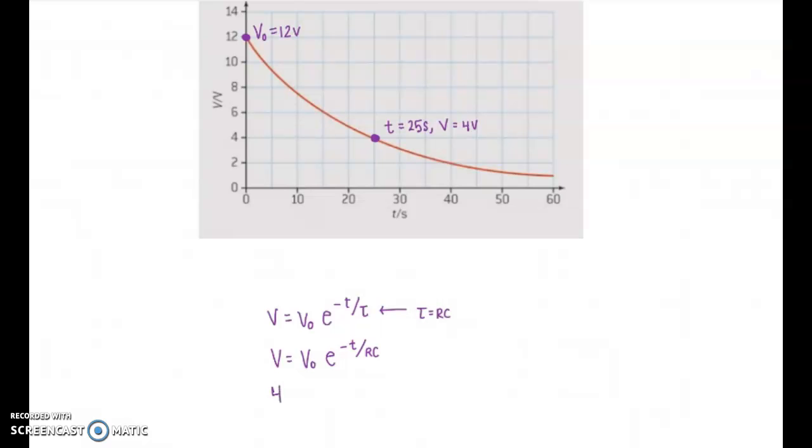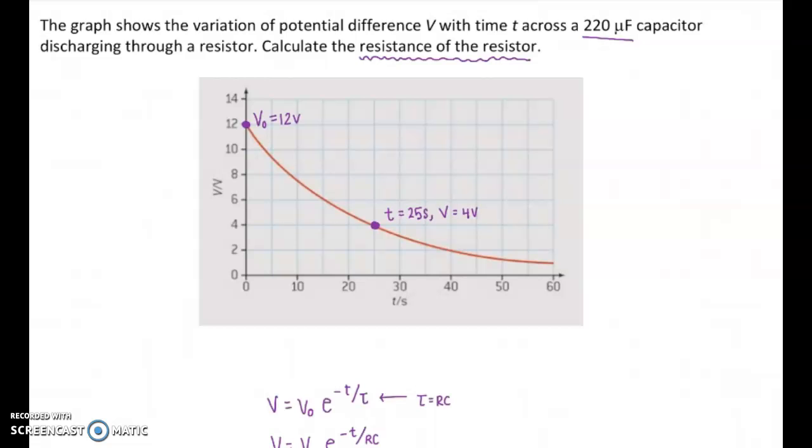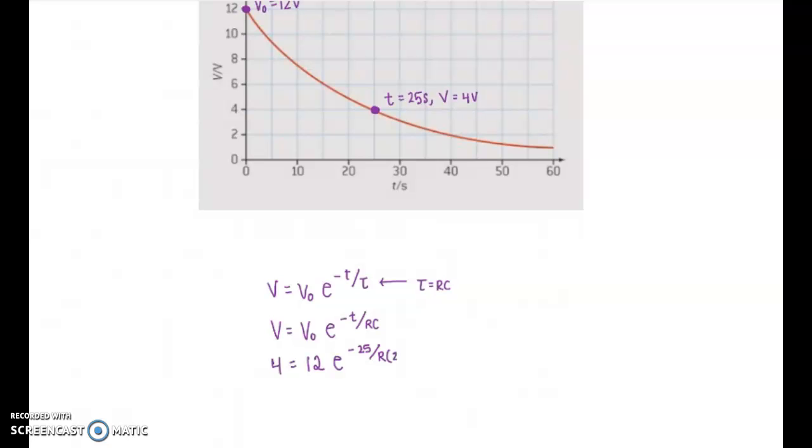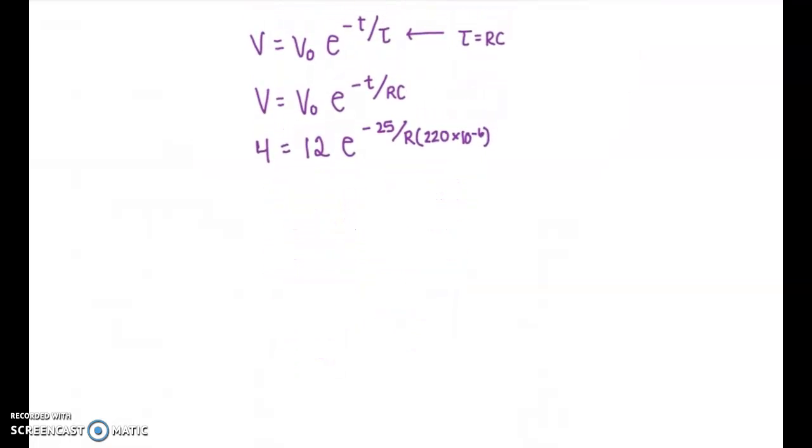My V is going to be 4 volts, coming from an initial V of 12 volts, and it took 25 seconds to get there. I'll carry down that R that I'm trying to solve, but I'll also plug in my C value, the capacitance value. As a reminder, that was given in this problem, 220 microfarads. So that's 220 times 10 to the negative 6th. So I'm pretty happy with how this equation looks. I have one equation and one unknown, so it's definitely solvable. But this might be a little bit tricky to solve, so I want to show you all the way through.